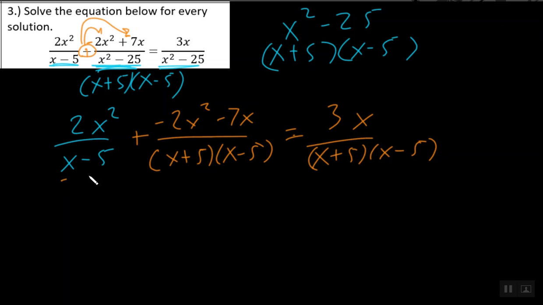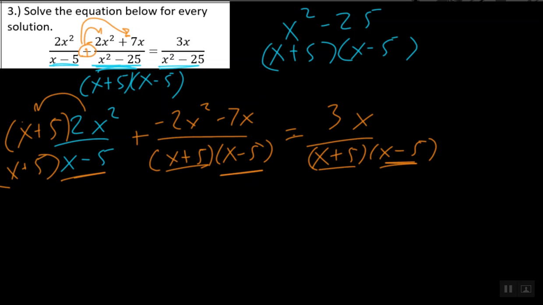Now from here, notice there's an x minus 5, x minus 5, x minus 5. So here we are missing this x plus 5. Okay, so I'm going to multiply the top and bottom by x plus 5. And from here, I can distribute this 2x squared. 2x squared times x is 2x cubed, and 2x squared times 5 is 10x squared.